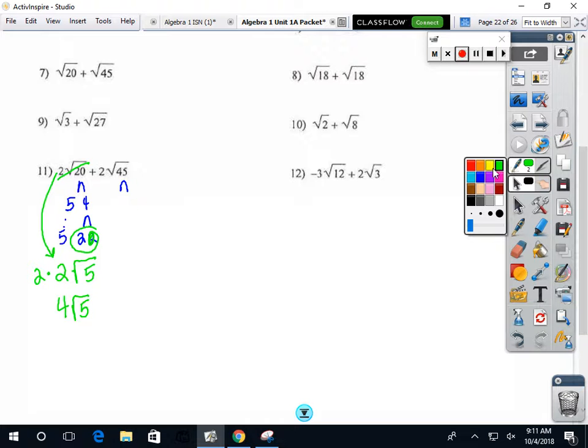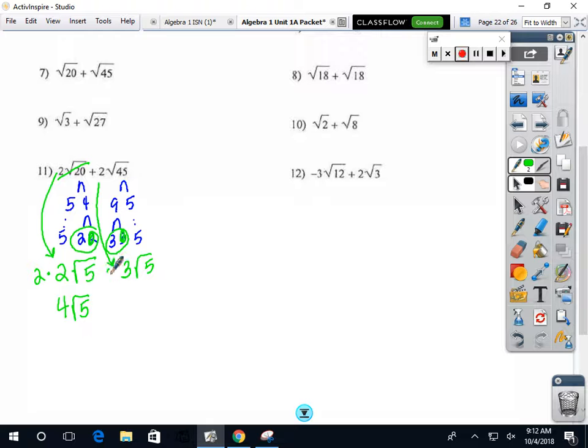Now we need to simplify 2 square roots of 45. That's 9 times 5, which is 3 times 3 times 5. Circle the 3s, kill one, kick one out. 5 gets to go back in. And then don't forget about that 2 that will drop down and make the 3 become a 6.